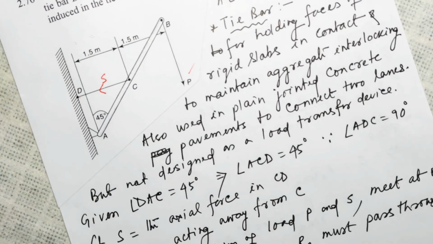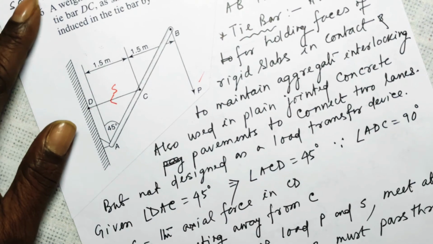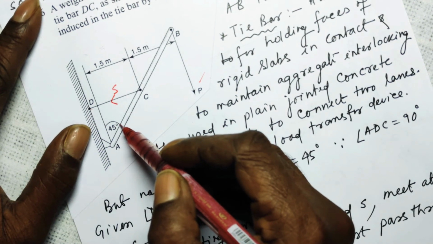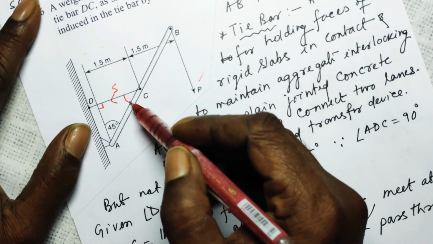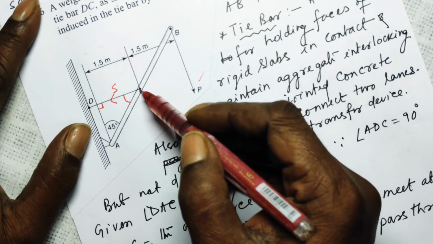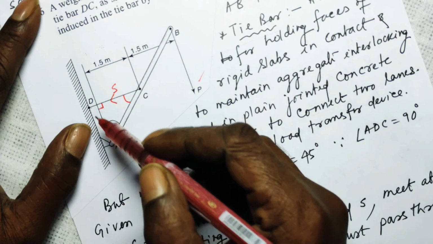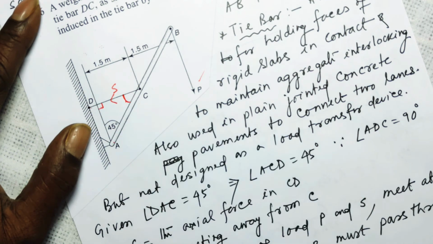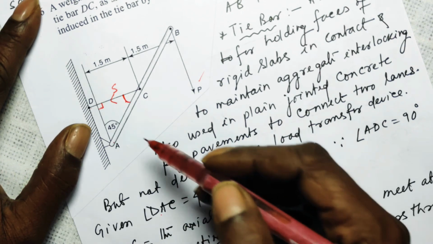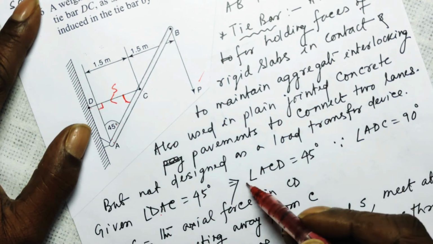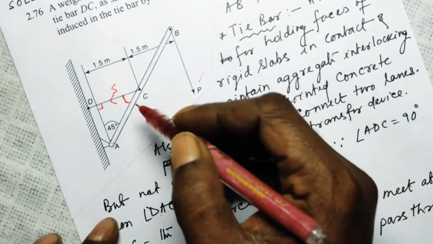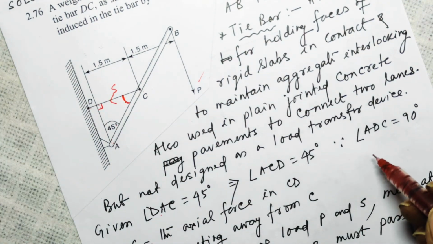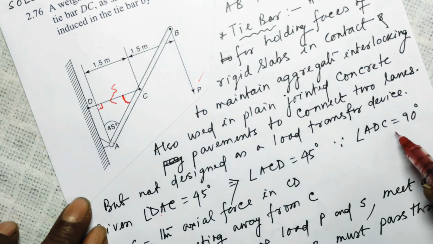Now let us look at the diagram and analyze the various angles and apply sigma x and sigma y is equal to 0. Now if you look at the diagram, this angle is given as 45 degree, here this angle is 90. So the remaining angle, this angle in the triangular shape CDA, which is right angle at D, will also be 45. So given angle DAC is 45, therefore angle ACD will also be 45, since angle at D is equal to 90 degree.